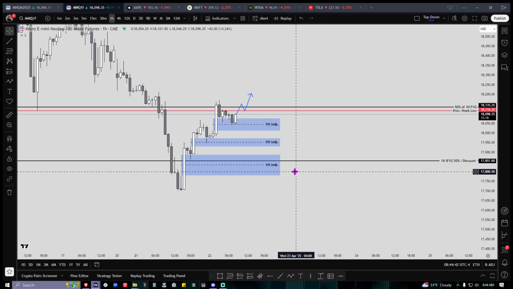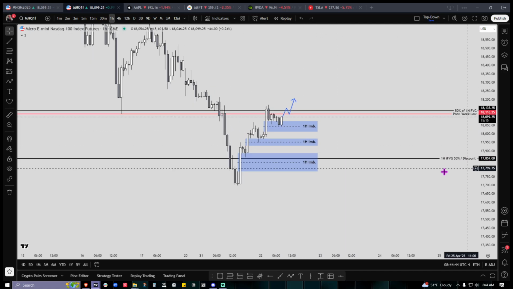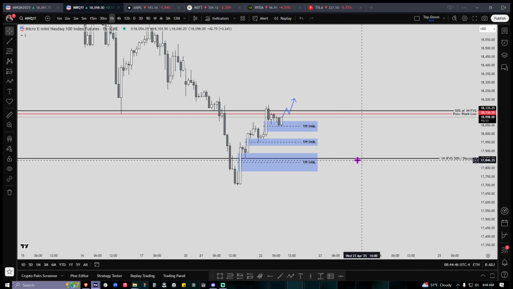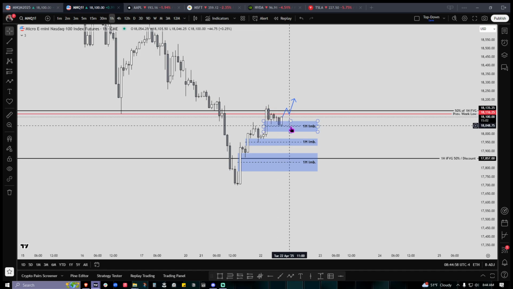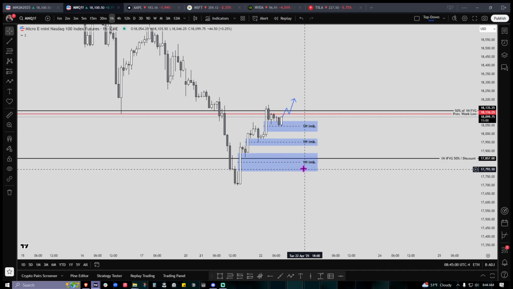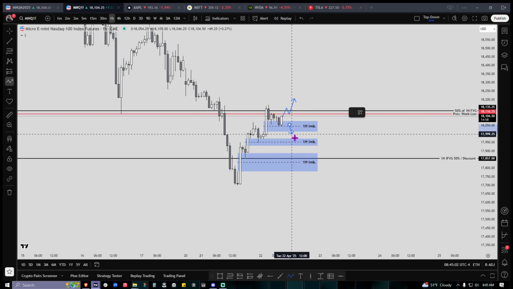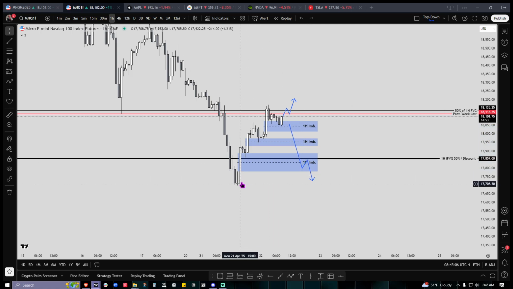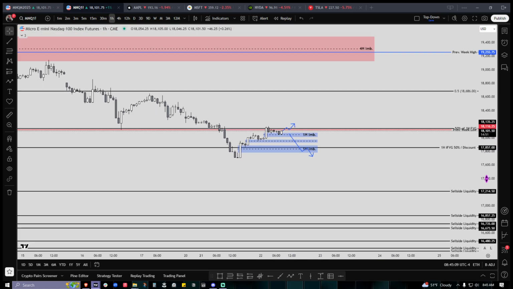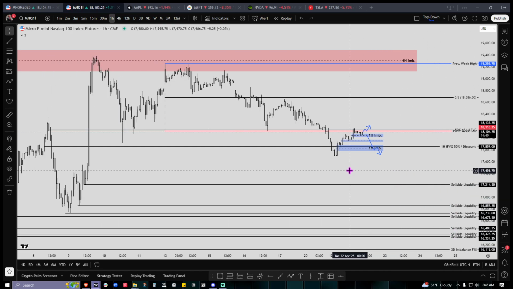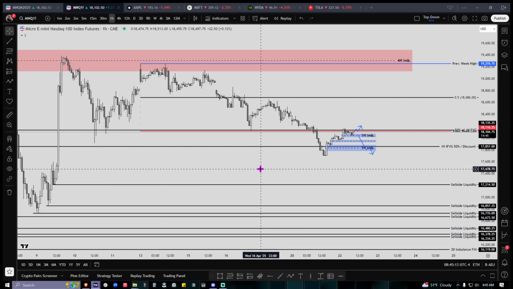The only way I would look to short this is if we get back below this discount area and we retest, failing to get back above. So if we do happen to come back down to this discount area, it would just be a break and retest for shorts, and then we target previous lows and all of this sell side liquidity, which are just these lows.